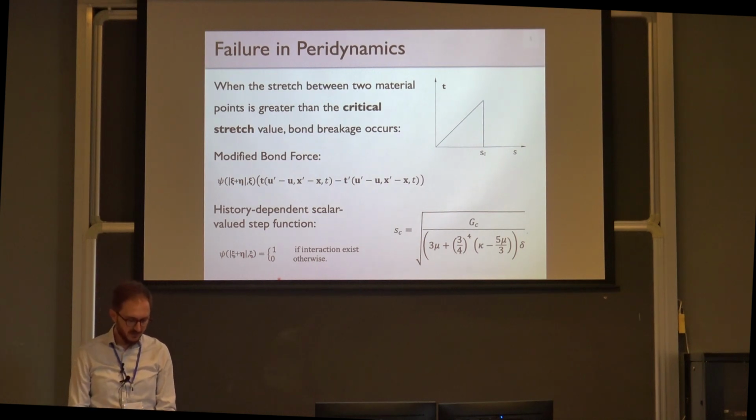To define a broken bond, we used a history-dependent scalar-valued step function. Its value is 1 when there is a healthy bond between two material points, and 0 when the bond is broken. The critical stretch is formulated with the fracture energy release rate, bulk modulus, and shear modulus.